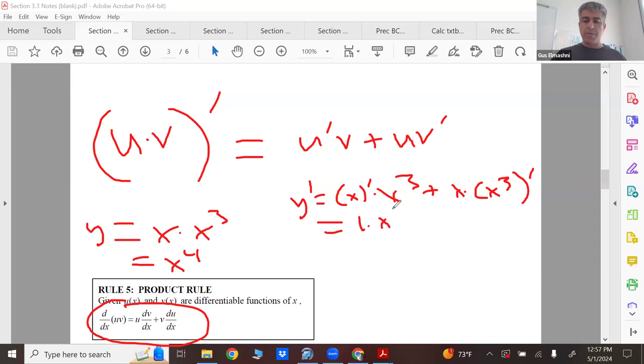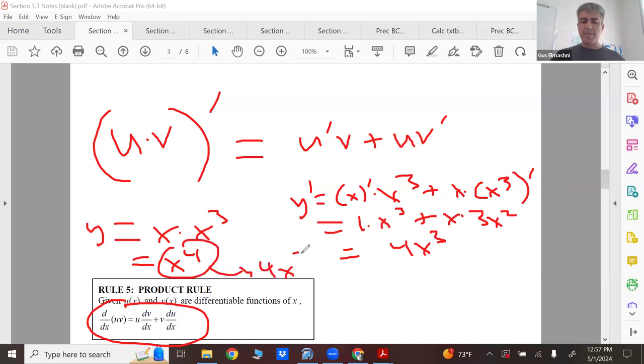So 1 times x cubed plus x, what's derivative of x cubed, guys? 3x squared. So you get 4x cubed. By the way, if I just did derivative of x to the fourth straight up, what's that going to be? 4x cubed as well. So we see that it works. If I were to deal with two different functions in terms of x and apply this product rule to it, it would be the same thing if I just multiplied these things together first and then did the power rule afterwards.